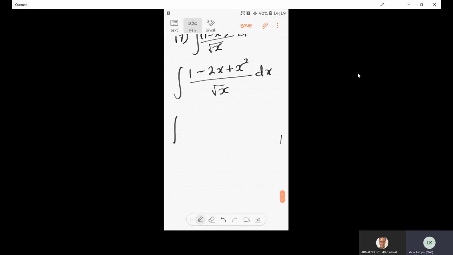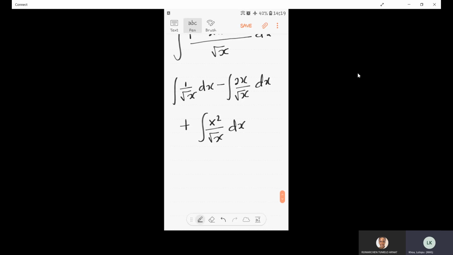And then we can split this. This is the integral of 1 over the square root of x dx minus the integral of 2x over the square root of x dx plus the integral of x squared over the square root of x dx. So that's what we have.